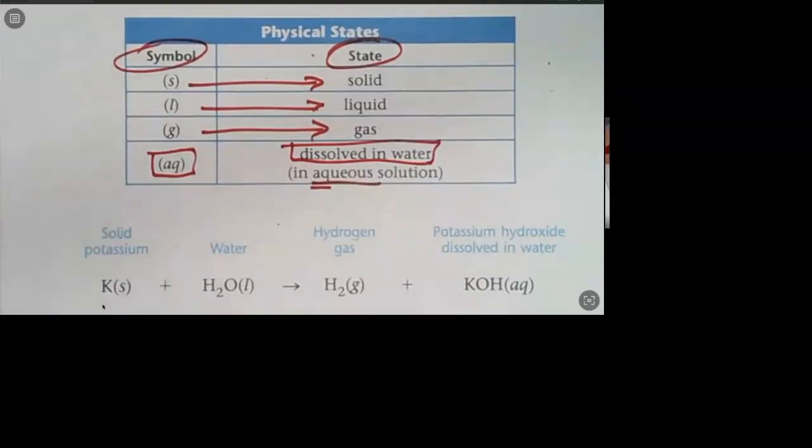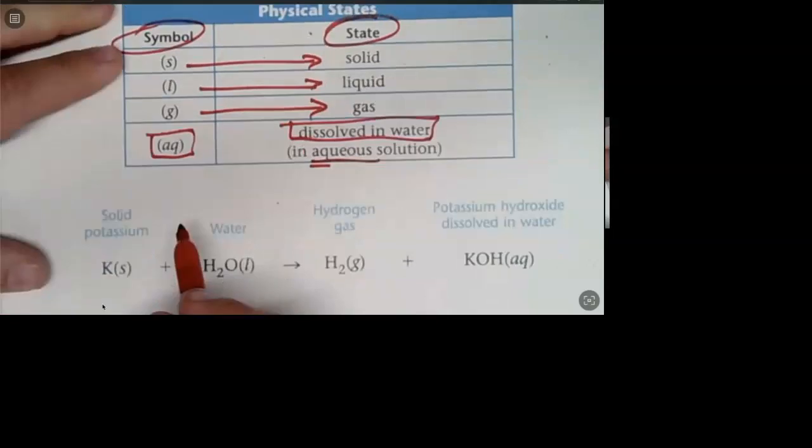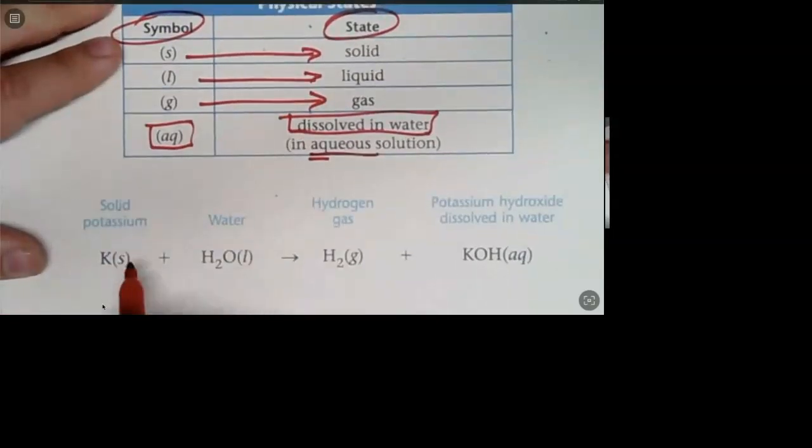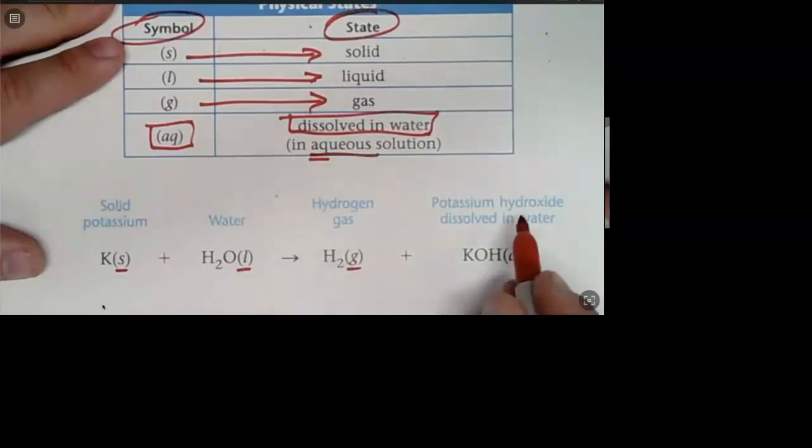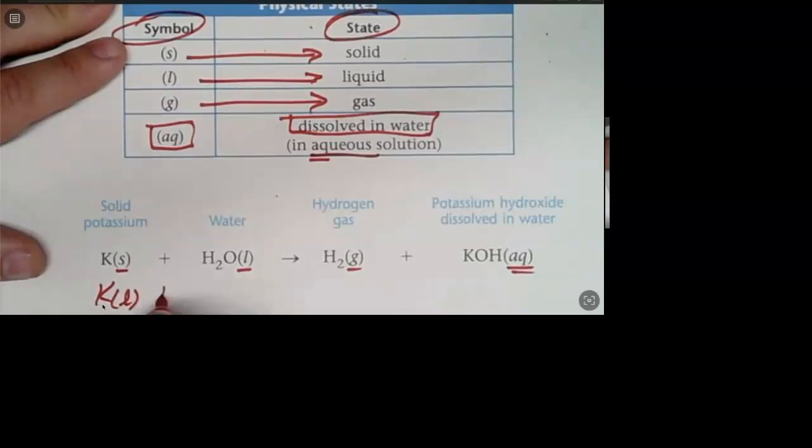AQ stands for aqueous. And what that means is it's dissolved in water. Okay? Not everything dissolves in water, so for the stuff that does, we have to specify that this is dissolved in water. And if we look down here at solid potassium, we see the little S. Water is a liquid, we see the little L. It produces hydrogen gas, which is G, and it produces potassium hydroxide dissolved in water, which is AQ. Now, here's the trick. The reason we include these is because if potassium is a liquid, there won't be a reaction.